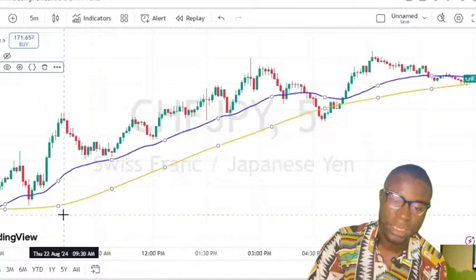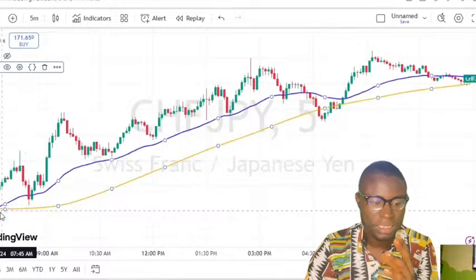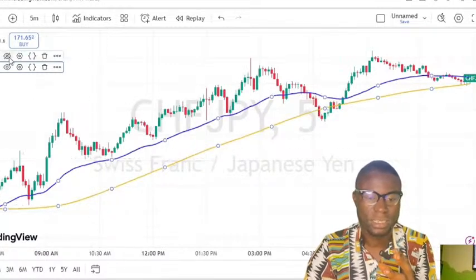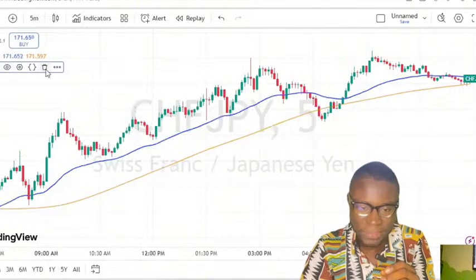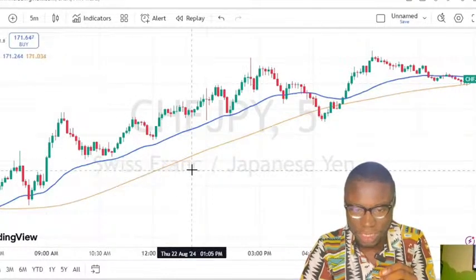So good, you have it here. You can see this is the chart, this is the moving average. It's exactly the same as this one. So you have it right here. This is just how to set it up, guys.